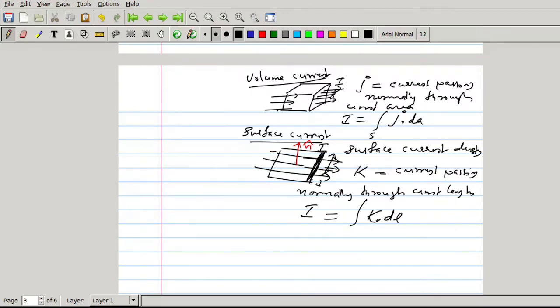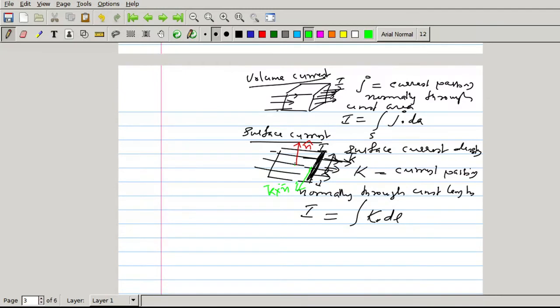K is the current density along this direction. This is the direction of current density. When you take K cross N, meaning the cross product of K and N, its direction will be along this length. So along this length, you will have K cross N.